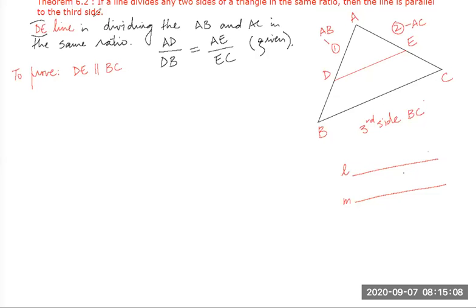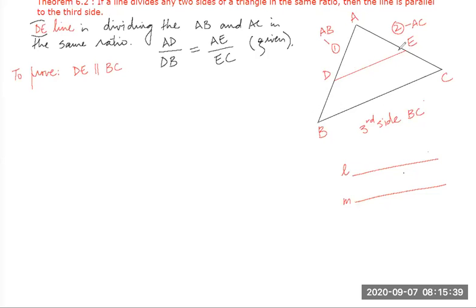Namaskar students, today we are going to prove the opposite of theorem 6.1 we proved in last lecture. In that theorem we had proved that if line DE is parallel to BC, this was given, then the two sides of triangle AB and AC are divided in the same ratio. Today we are going to prove that if a line divides any two sides of a triangle in the same ratio.